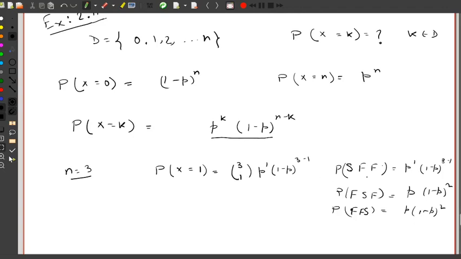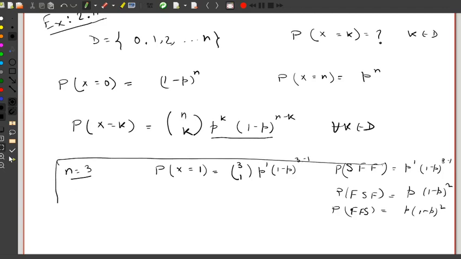So how many arrangements are there having exactly one success and two failures? That number is 3C1, so I have to multiply this probability by 3C1. Similarly, in this case, I have to multiply this probability by nCk, and that will be the probability for all k belonging to the set D. Clear? I hope this discussion is clear, that these two things are coming.